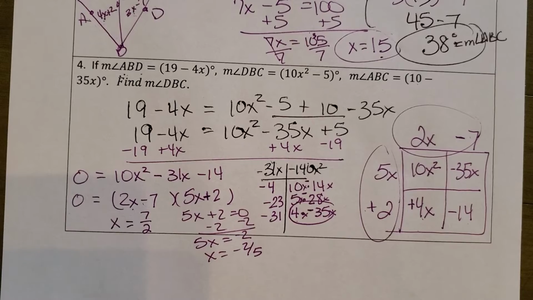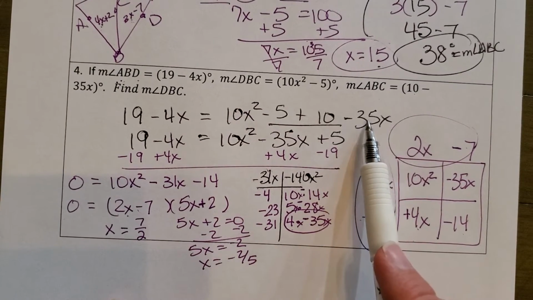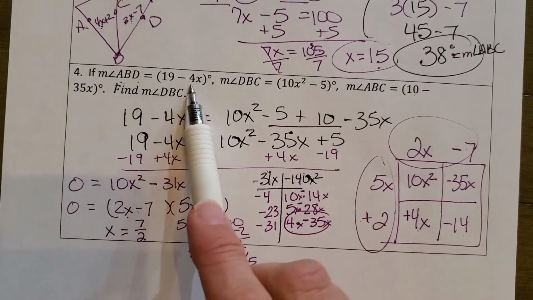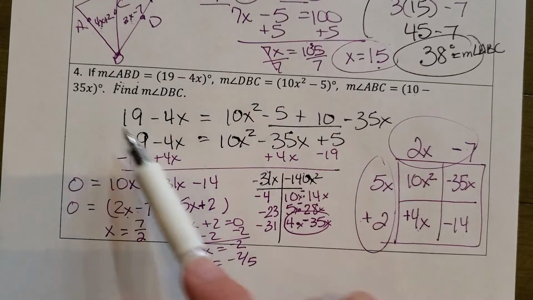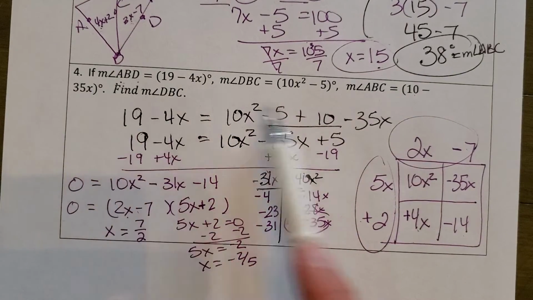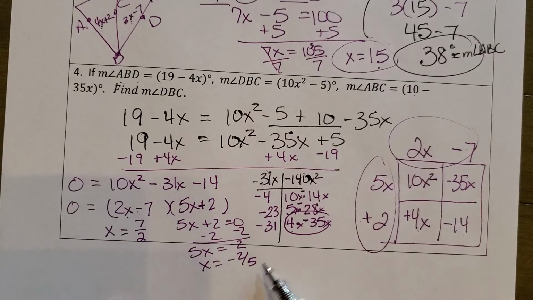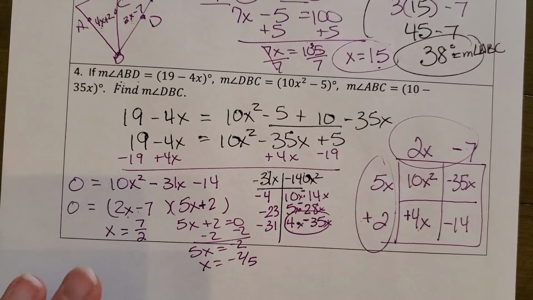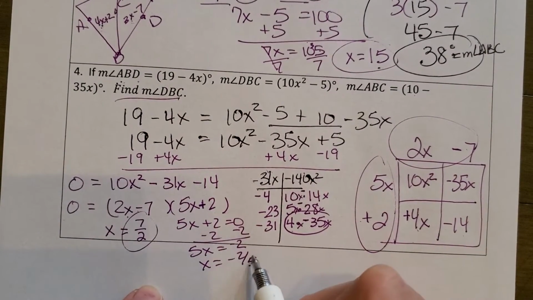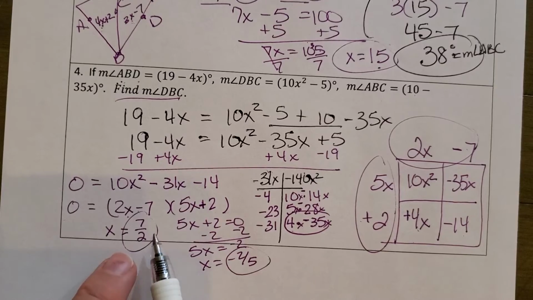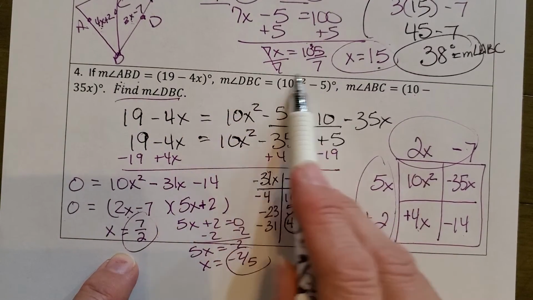What I like to do, since we haven't learned about negative x values, is look up here and see if they work. Well, if I put a negative in here, that's going to make this positive. And if I put a negative in here, that's also going to make it positive. So I think we're good. I think we can try both of those. So remember, I have to find angle DBC. So I'm going to have to plug 7/2 and -2/5 back into angle DBC. So which one's DBC? This one.